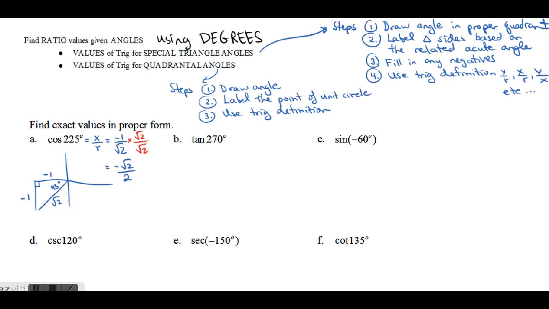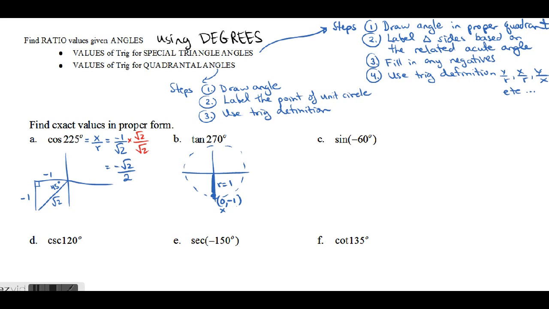All right? And the steps for the quadrantal angles, you are to draw the angle. So this 270, for example, we would draw the angle, and it rotates and falls over here. You're supposed to label the point on a unit circle because we don't really have a triangle here. So the radius here is 1 because it's a unit circle. And you don't have to draw the circle, but here it is. The point down here is going to be 0, -1.